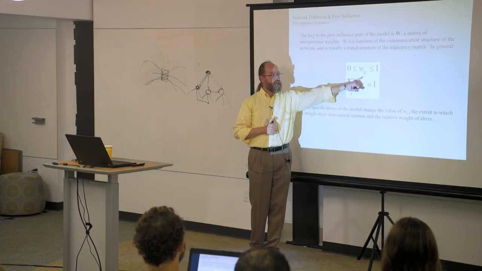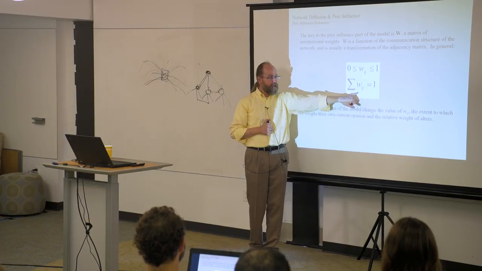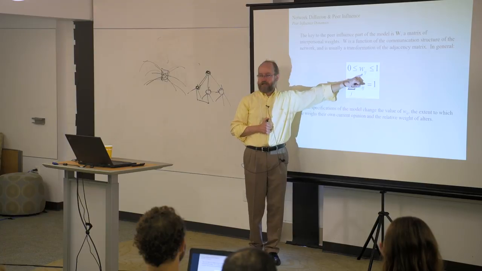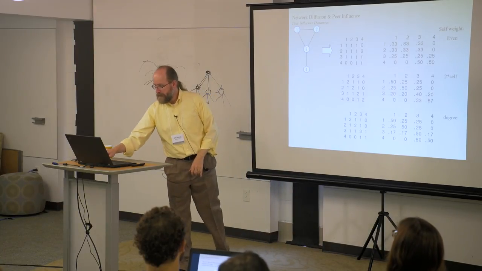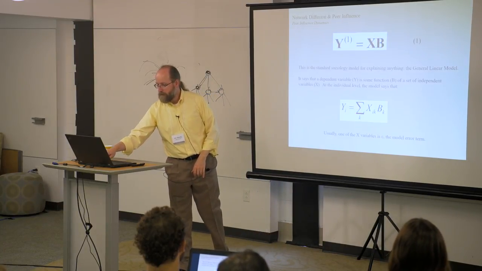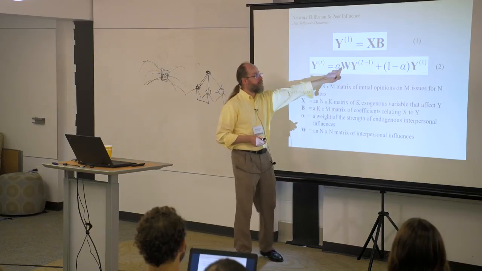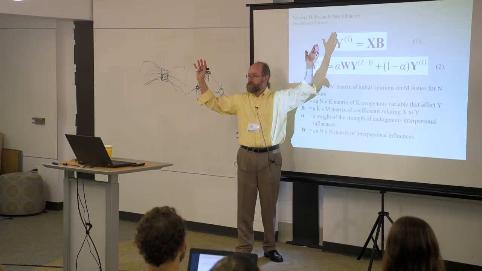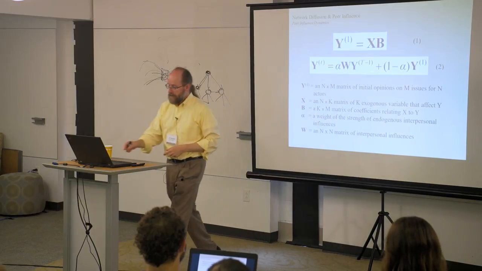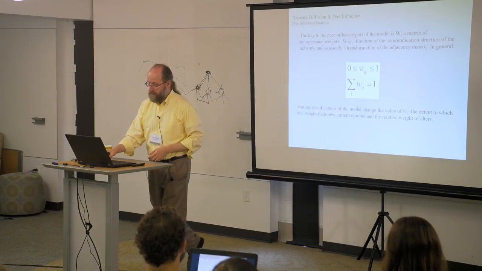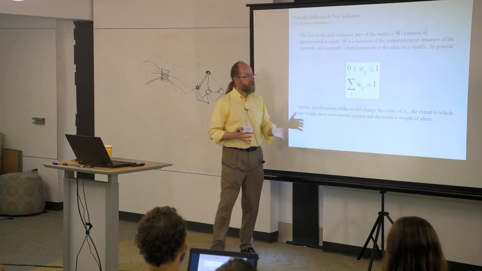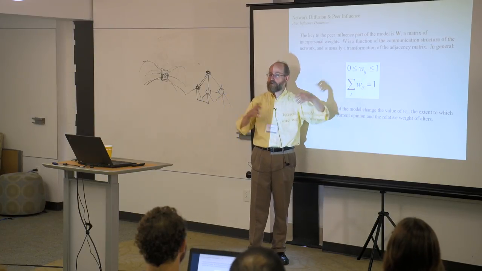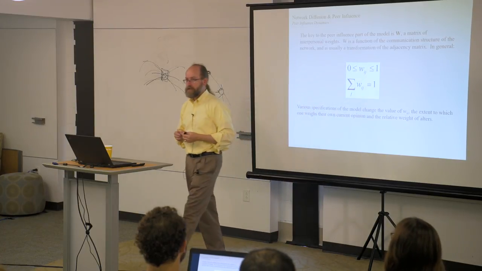A couple of constraints to make this model work. The value of the weight has to be between 0 and 1, and it has to sum to 1. The reason is that at each time step, you're multiplying W times the outcome. If it were greater than 1, then Y would just explode, so it would go off the charts. These constraints are volume constraints. They make sure that Y doesn't explode off in the population to something that doesn't otherwise exist.